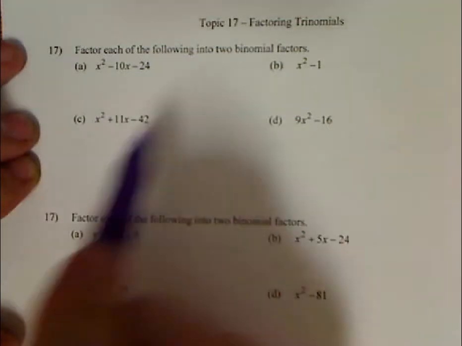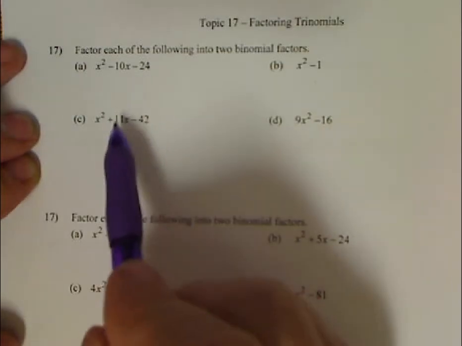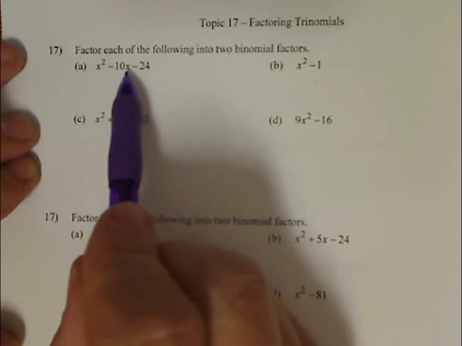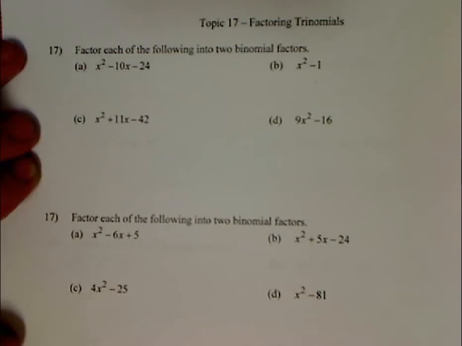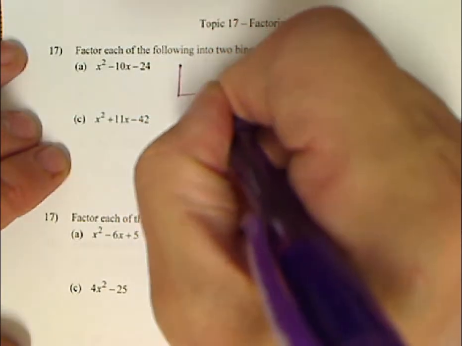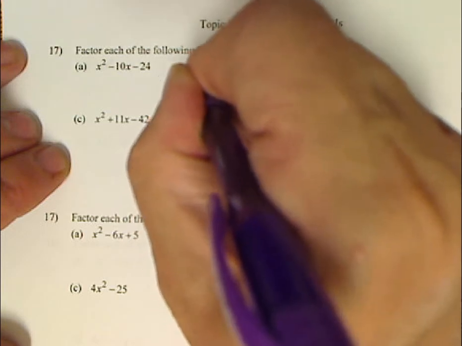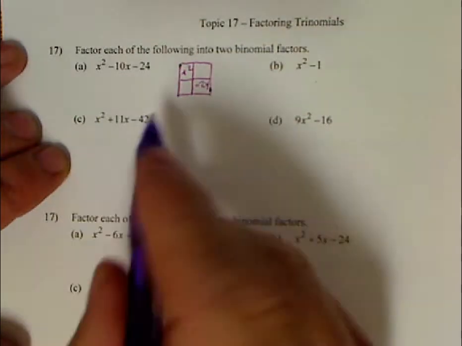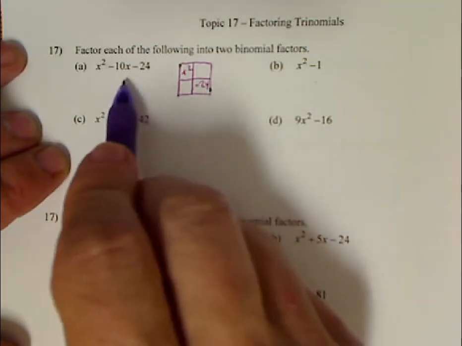Even though this is factoring trinomials, these are special ones called difference of two squares, and these are just regular ones. So what I need when I'm looking at this particular type of problem, I'm looking for two numbers that multiply to give me negative 24, but add to give me negative 10. If we need to, you can always draw out a box, because it's basically what it's doing. We have x squared, negative 24. So I need two things that multiply to give me negative 24x squared, but add to negative 10.